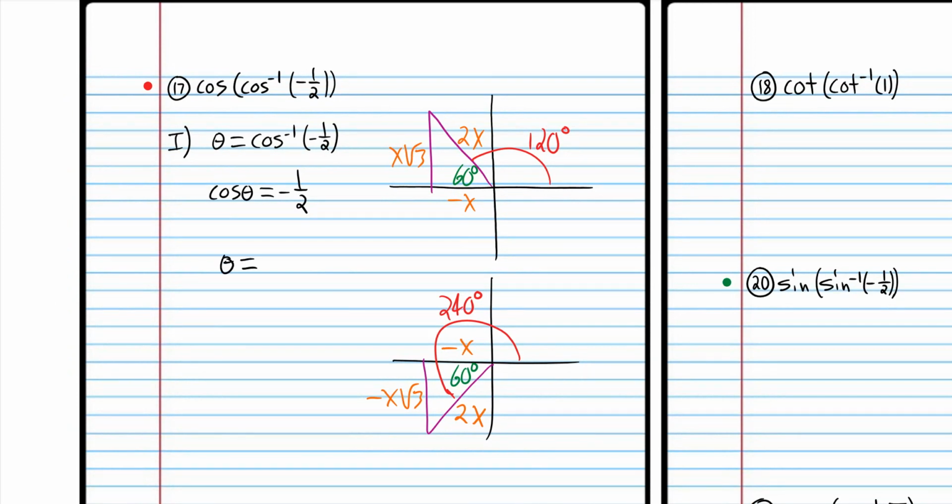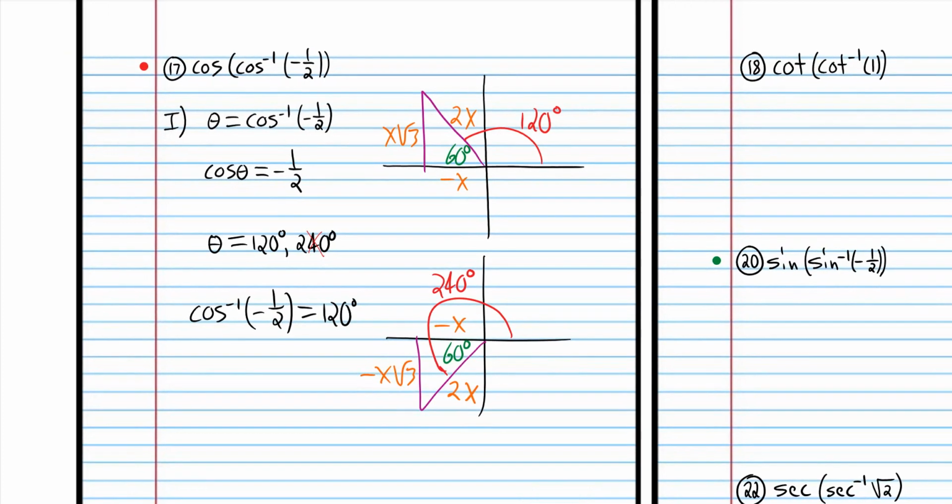So theta is 120 or 240, but 240 is outside the range restrictions for the cosine inverse function. So cosine inverse of negative 1/2 is going to be 120 degrees. So on to part 2 of the problem. Now we're going to find cosine of cosine inverse of negative 1/2.